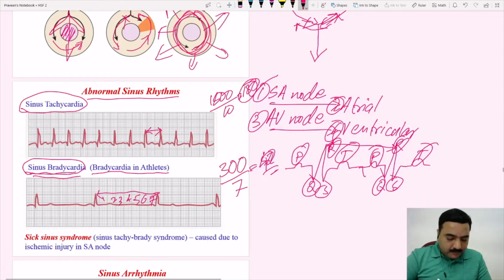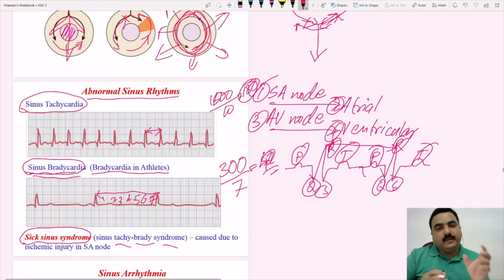Another condition is the sick sinus syndrome, where you can see sinus tachy and brady syndrome. That means tachy and brady together. For some time the rate will be more, and after some time the rate will be slow or lower. This is called the sinus tachy-brady arrhythmia, especially due to ischemic injury, when the blood supply to the SA node is having a problem.